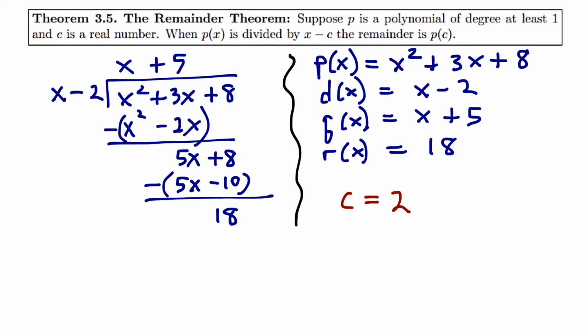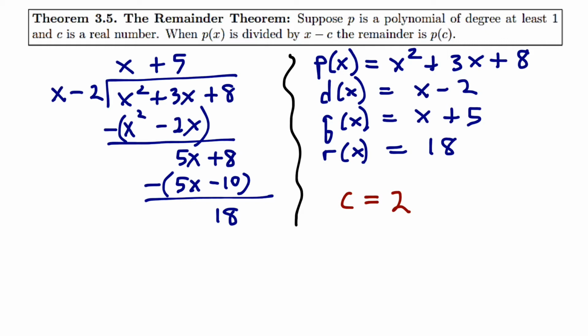So the next thing it says is when P of x is divided by x minus c, the remainder is P of c. So what P of c means is that you substitute your number c into the polynomial P, and this theorem is telling you that you should be able to figure out the remainder by doing that without going through the whole division process to get that remainder. So let's see how that works out.